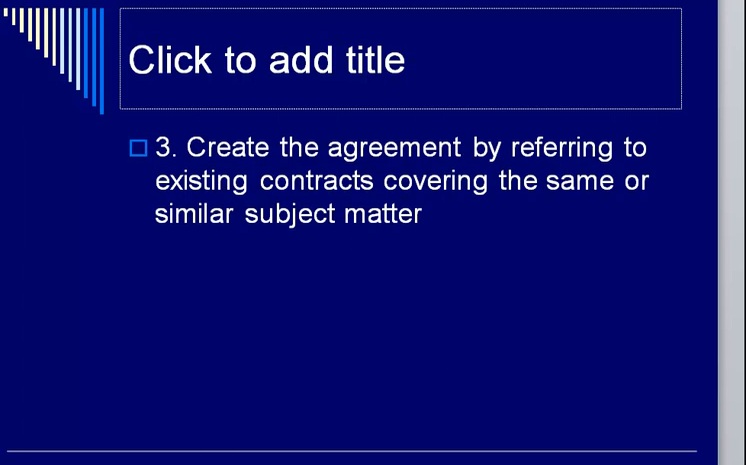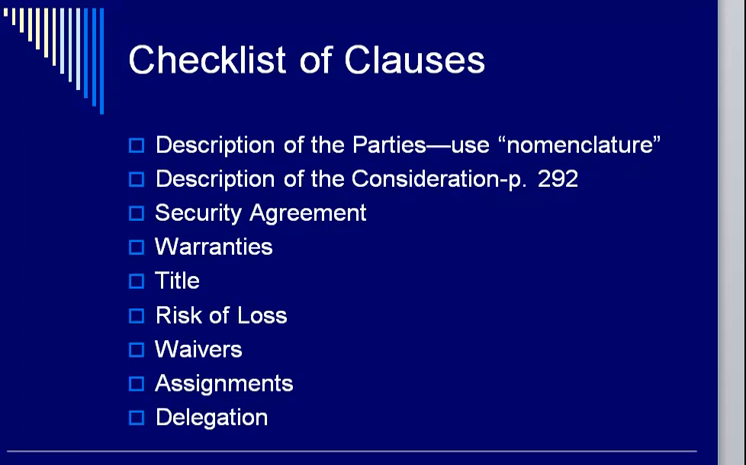Definitely don't reinvent the wheel from scratch. Definitely use prior materials, but you have to carefully scrutinize them to make sure they actually fit the situation. Let's look at this checklist of clauses. Number one, a contract should have a description of the parties. They need to be precise, full, exact legal names of the entities or individuals involved.